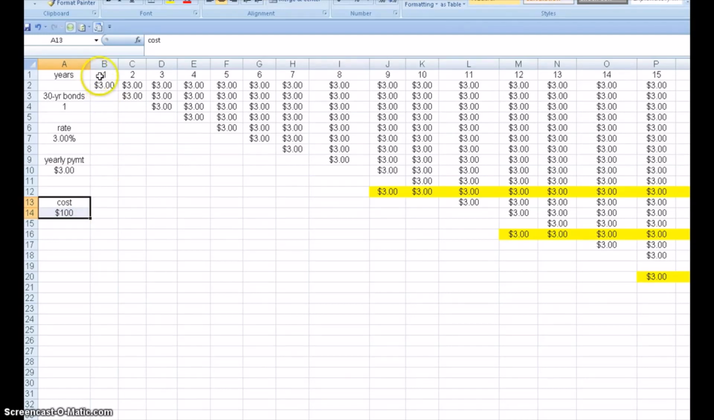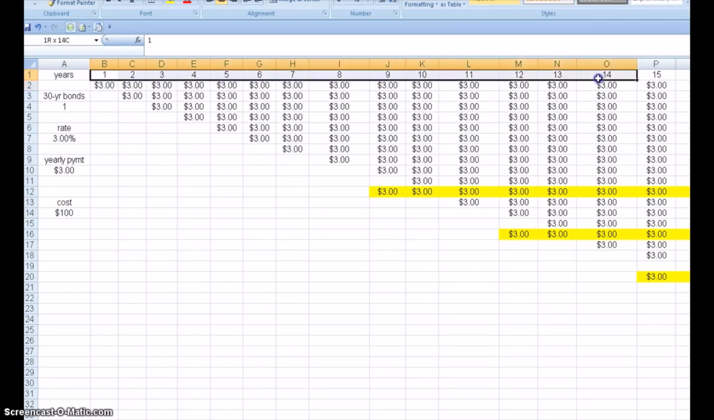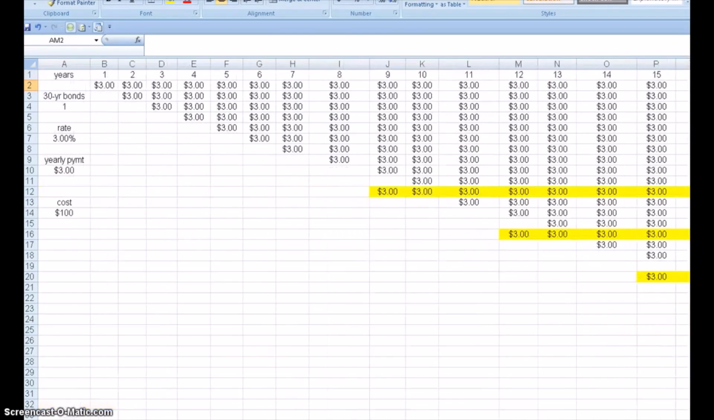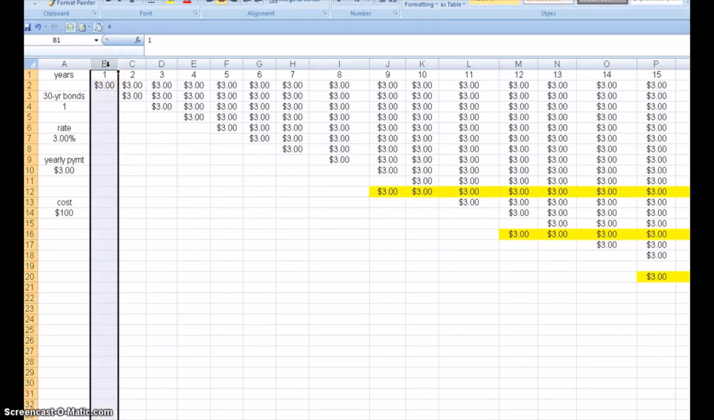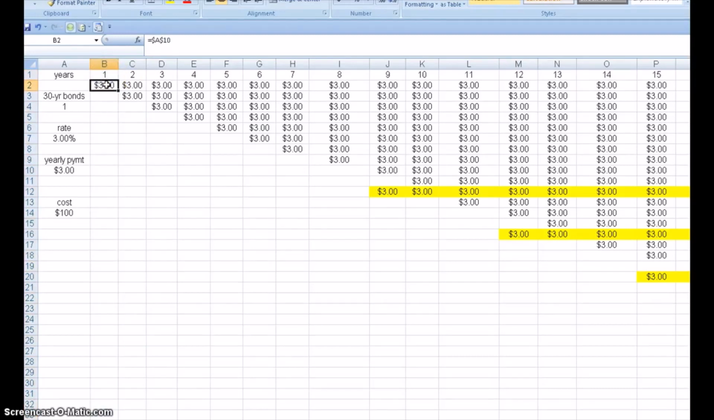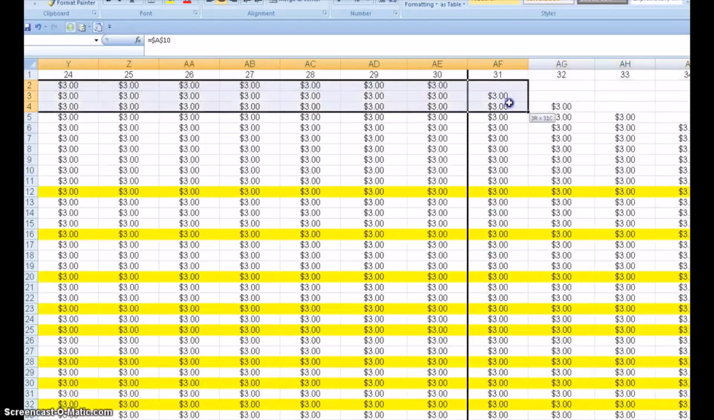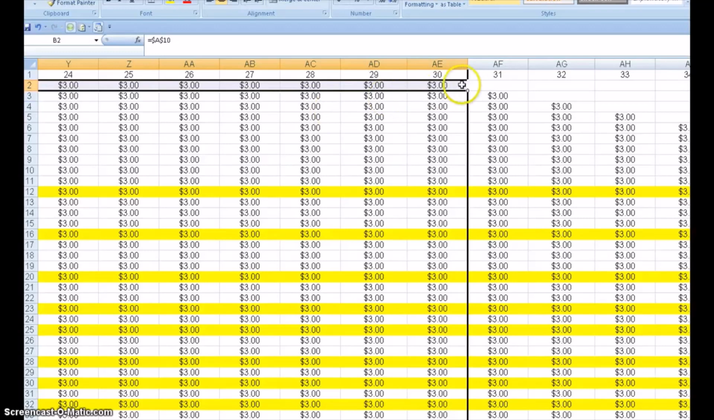Going left to right here, I just have the years, and I go out 100 years. So it goes all the way over to 100. And what I do is every year I'll buy one bond. So in the first year I buy one bond, and like I said, it gives me $3 a year. So the first year for this bond I get $3, second year $3, third year $3, and so forth. And it's a 30-year bond. So if I go out 30 years, then it stops.